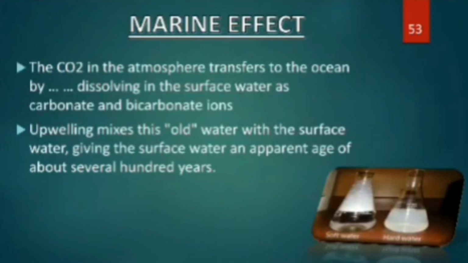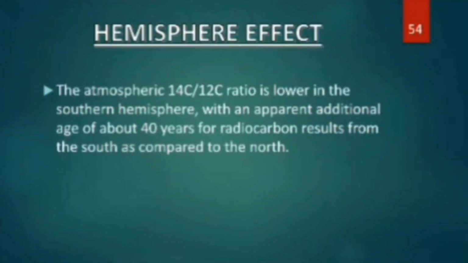Next is hemisphere effect. The northern and southern hemispheres have atmospheric circulation systems that are sufficiently independent of each other. There is a noticeable time lag in the mixing between the two. Atmospheric C14 by C12, where C14 is radiocarbon, is lower in the southern hemisphere, with an apparent additional age of about 14 years of radiocarbon result in the south compared to the north. This is because of the greater surface area of ocean in the southern hemisphere, which means there is more carbon exchange between ocean and atmosphere in the south. This is the hemisphere effect.